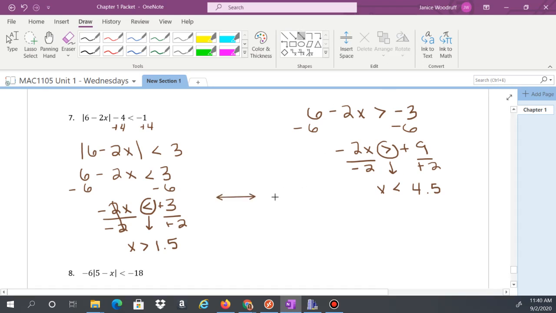Okay, then if I look at my number line, I think these are actually going to be going towards each other. So you've got 1.5, it's greater than, 4.5, less than. And we've got parentheses. So then your interval notation would just be parentheses 1.5 as your lower number, and then 4.5 as your higher number, parentheses.